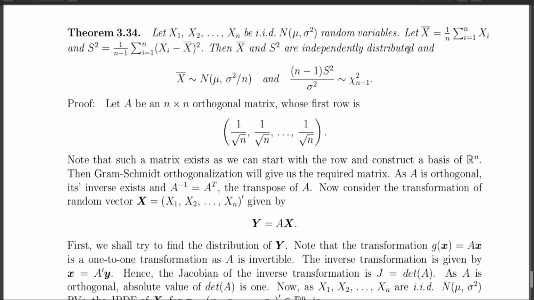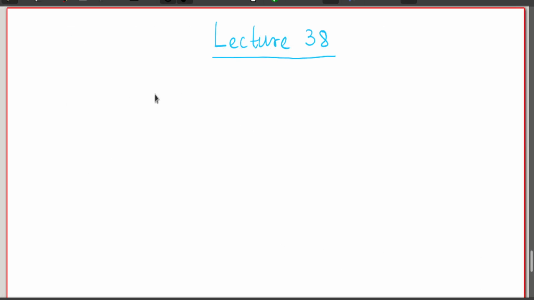Let us give again the intuitive idea of the degrees of freedom for this s square first. So, what is s square? Note that s square is basically having something like this: xi minus x bar whole square.